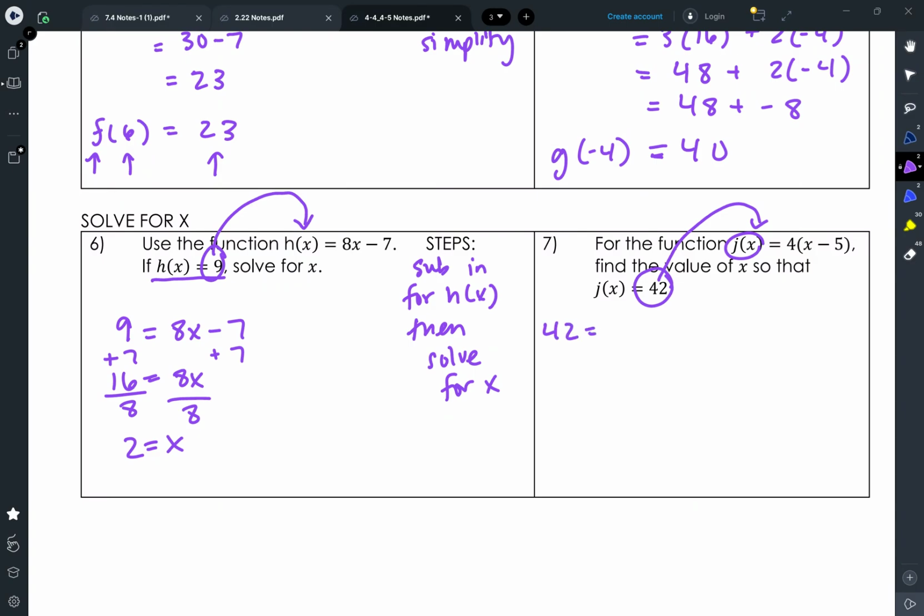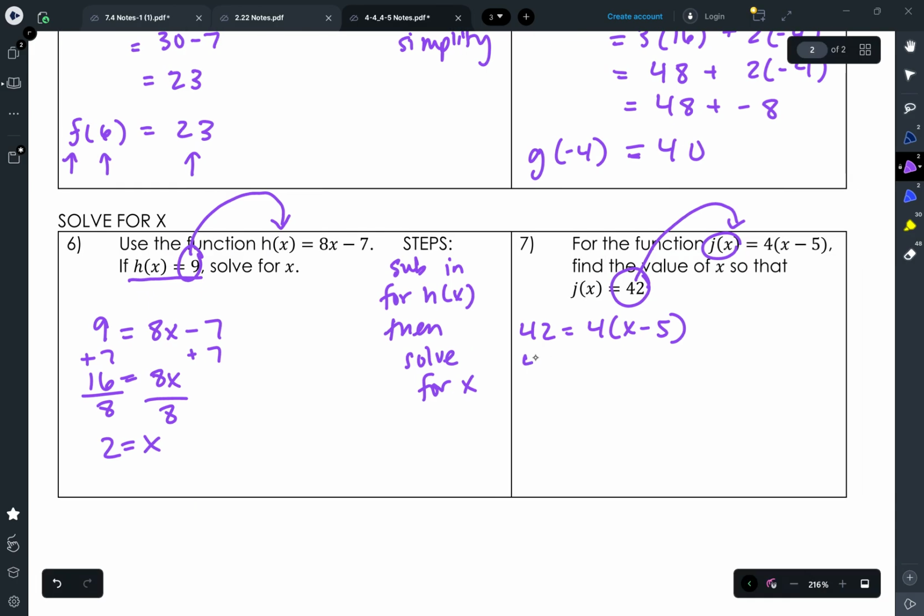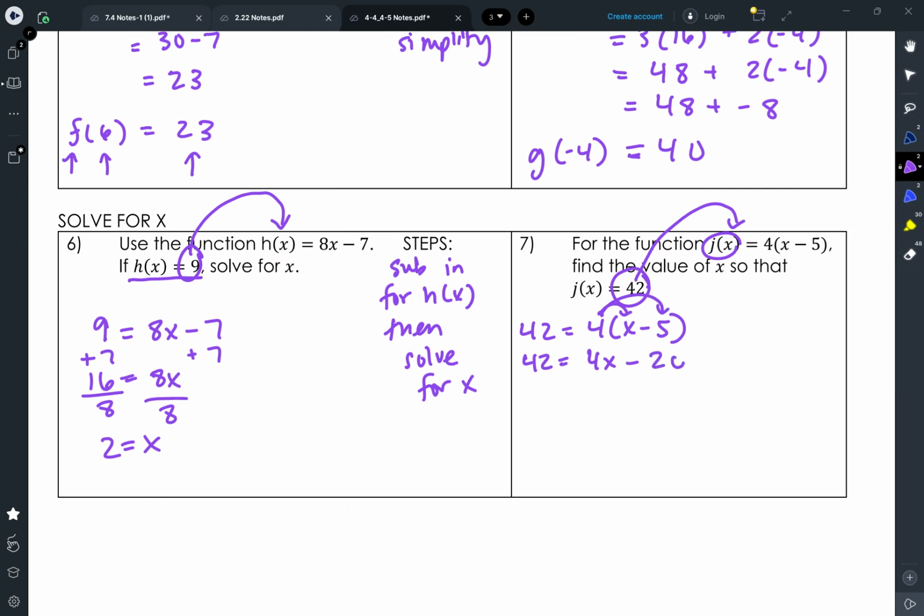So 42 equals 4 times x minus 5. And then I think my first step on this one would be to distribute. So 42 equals 4x minus 4 times 5 is 20. Then I would want to add 20 on both sides. So I have 62 is equal to 4x. And then I would divide both sides by 4.